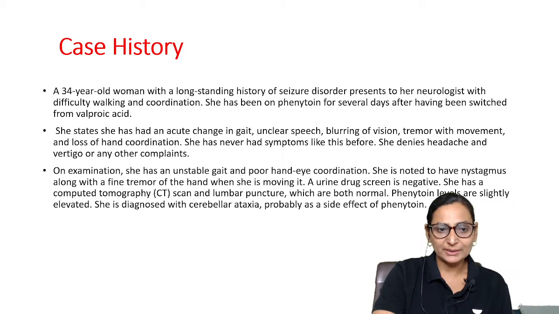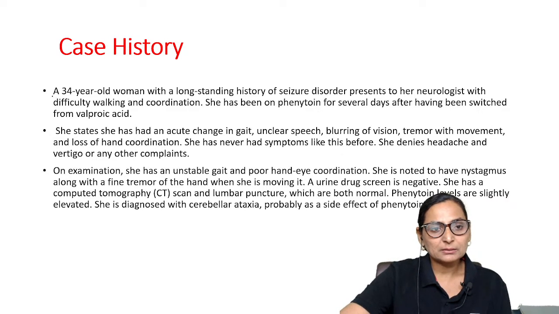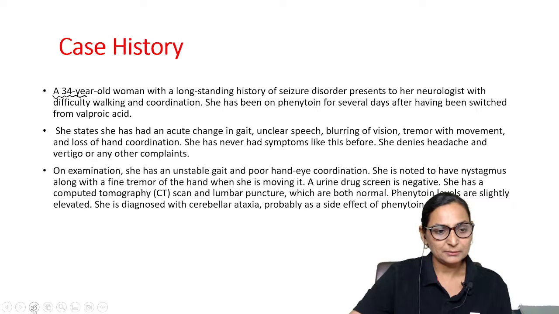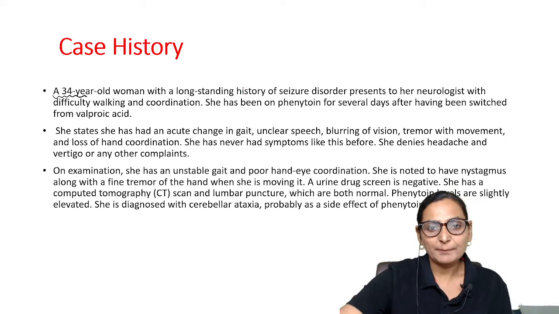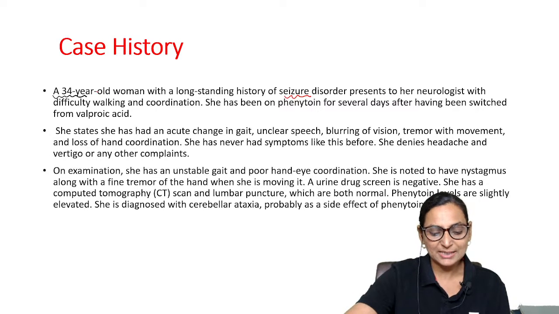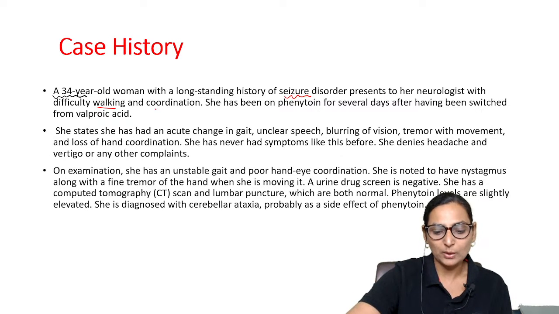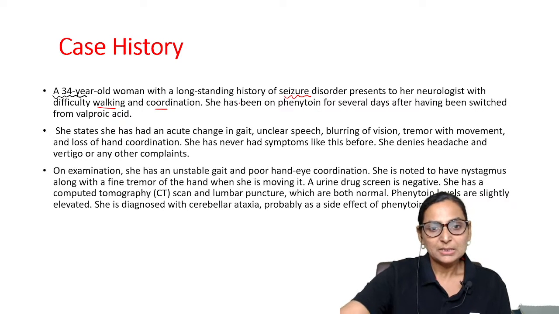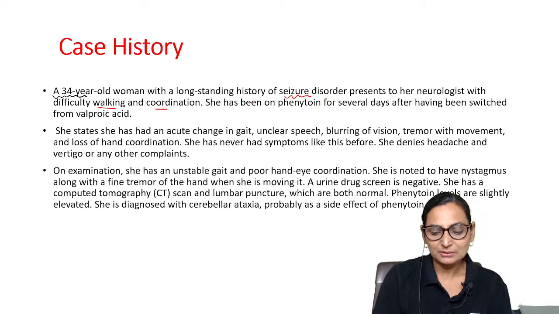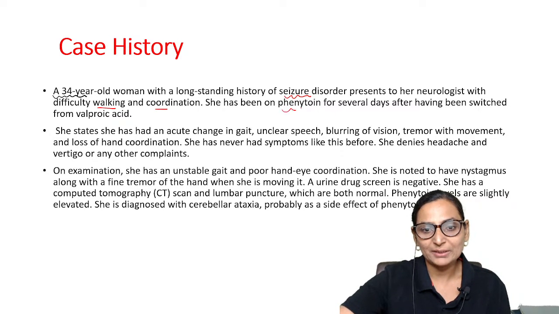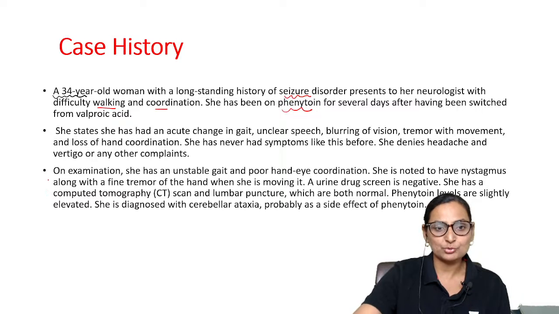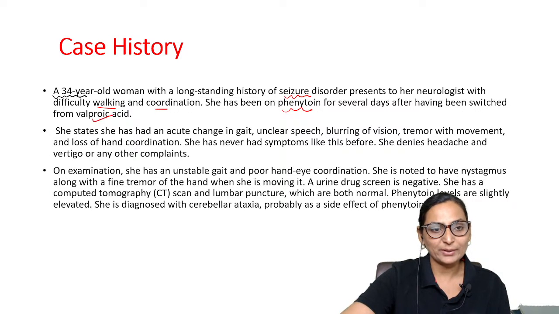So let's come to the case today, and I want all my students to tell me what this case is. There is a 34-year-old woman who is coming with a history of seizures, and she is presenting to the neurologist with difficulty in walking and coordination. She has been on phenytoin for several days. This is the drug which is being given to treat her. That is now being switched to valproic acid.